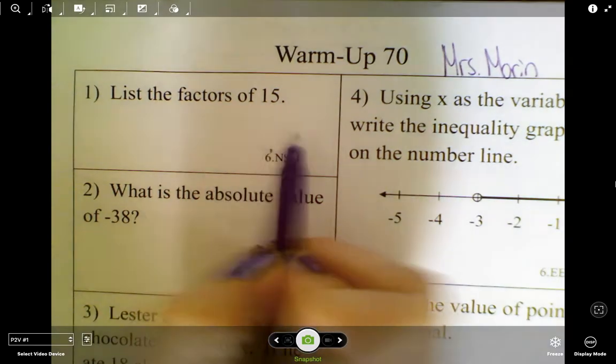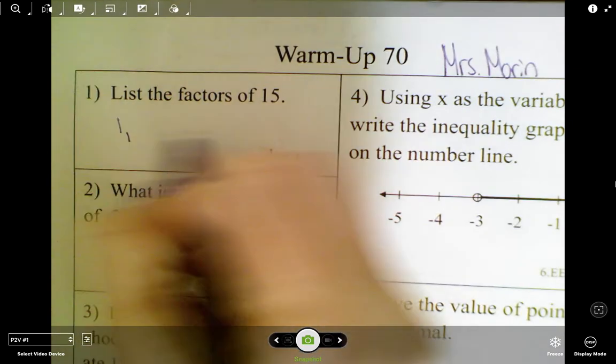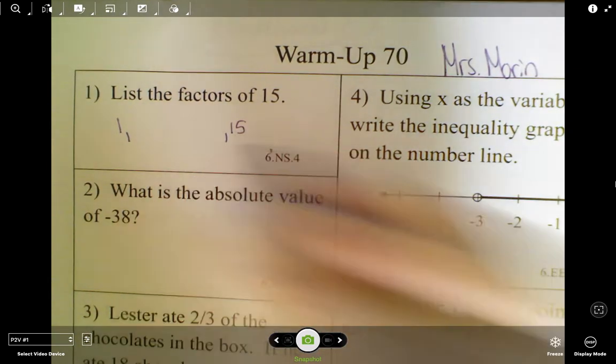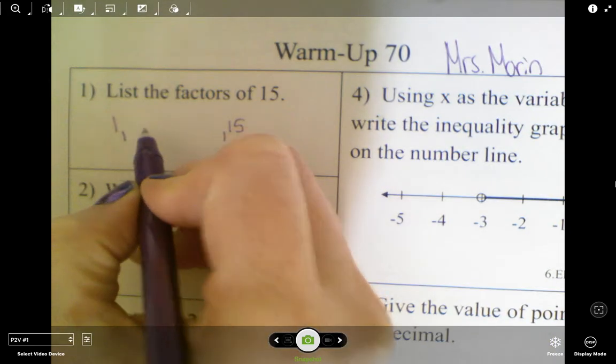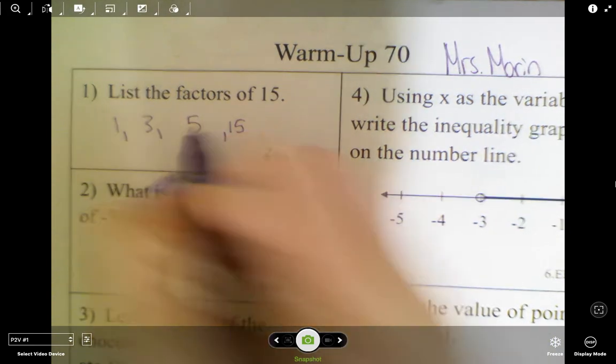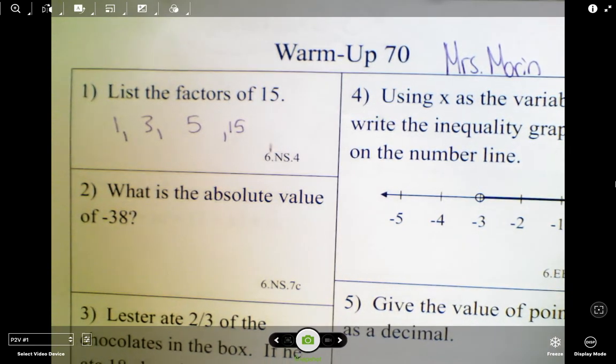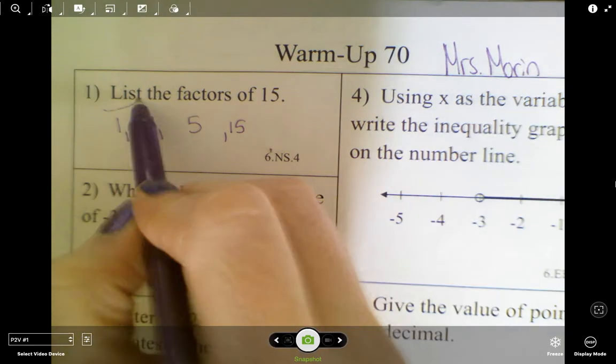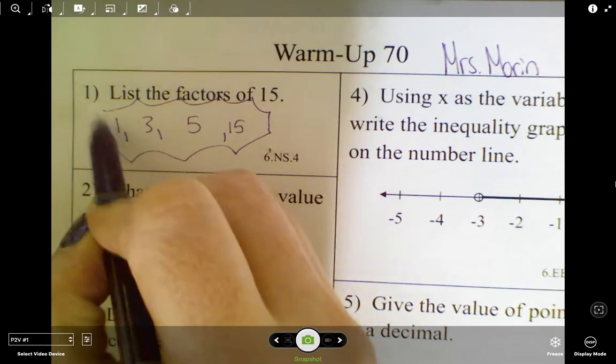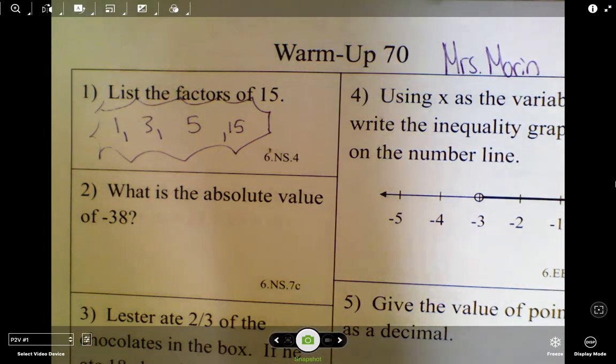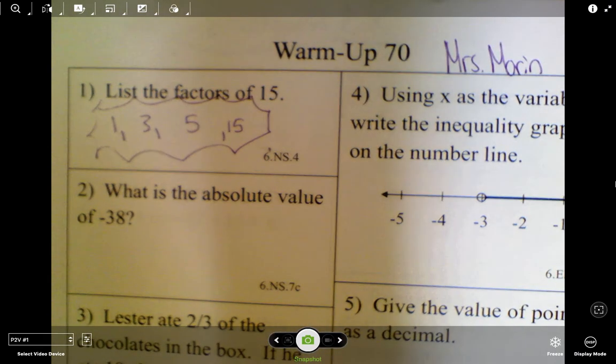So remember, any numbers that go into 15. So 1 times 15 is 15. You got 3 times 5 is 15. And I think that's about it because nothing else can go into 15. So these are all the factors, the numbers that can be multiplied by each other to get 15.